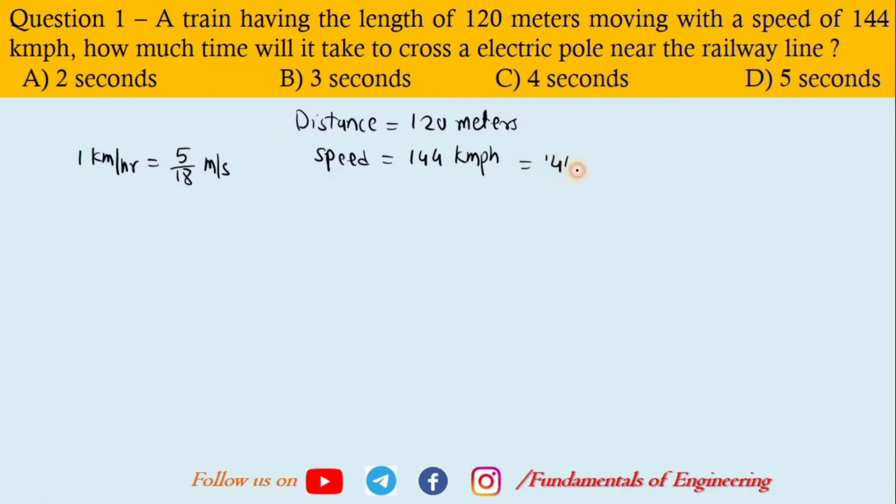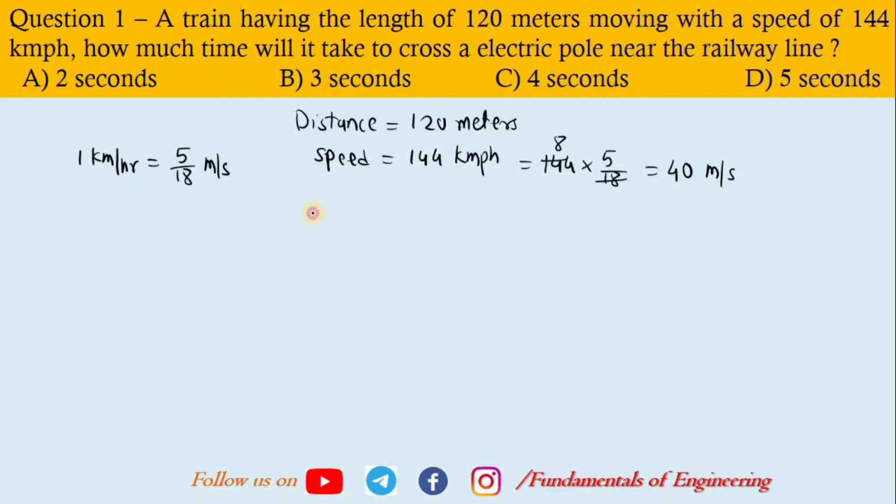So 144 into 5 by 18. Kilometers we need to convert into meters, so the numerator should be the smaller one. 18 eights are 144, and 8 into 5 is 40 meters per second. That is the speed. You have to remember all the tables to get the answer very quickly. Now we have got the speed.